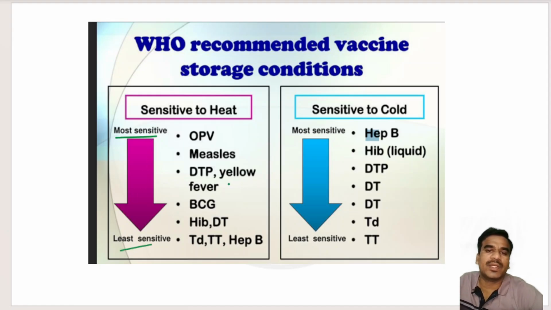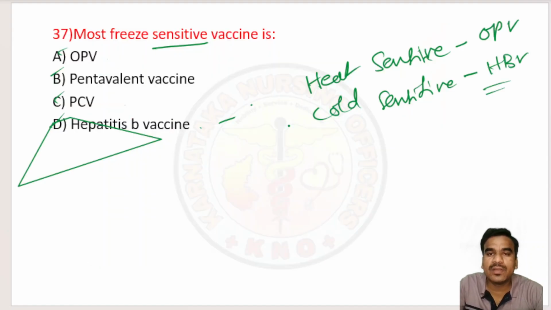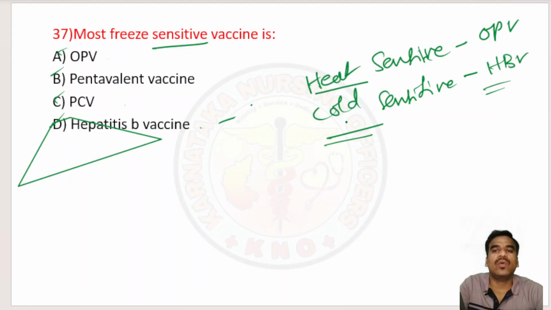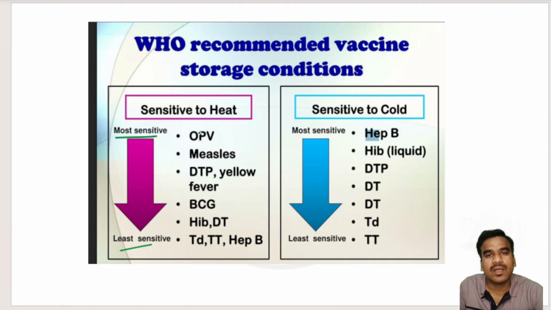Here we can see that heat sensitive means we should not keep it outside the fridge. Cold sensitive means we should not keep it in the freezer or deep freezing. Sensitive to cold is cold sensitive, and sensitive to heat is heat sensitive. It is unstable in the heat. That's why OPV we cannot keep outside.